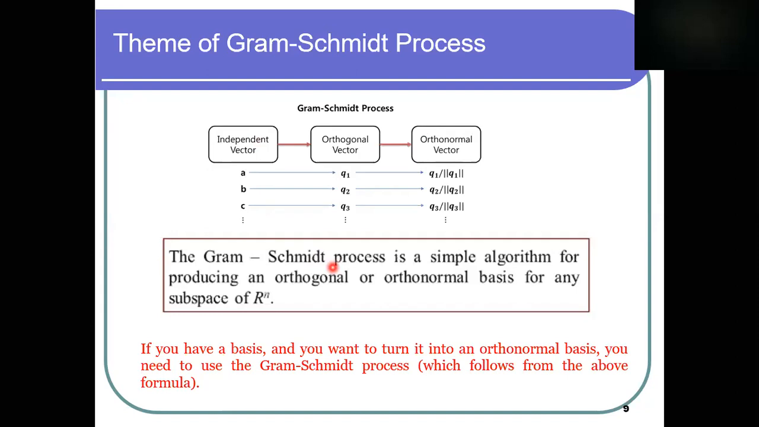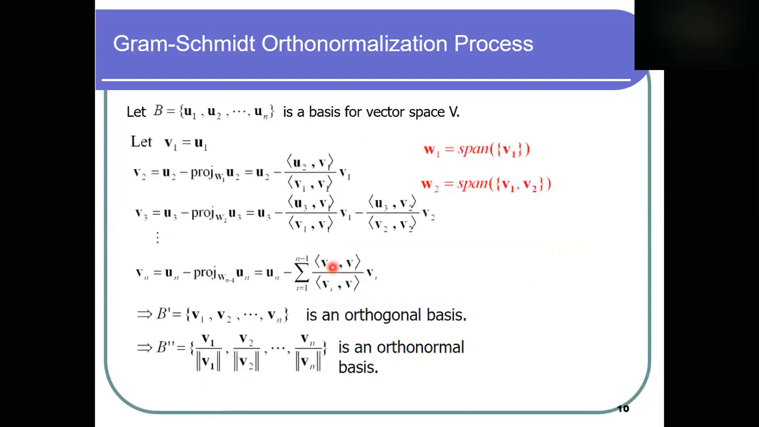So the procedure, if you want to turn any basis into an orthogonal or orthonormal basis, is the Gram-Schmidt process. So let us start with what actually the Gram-Schmidt process is. Dear student, if you have a basis of any vector space V, like this.